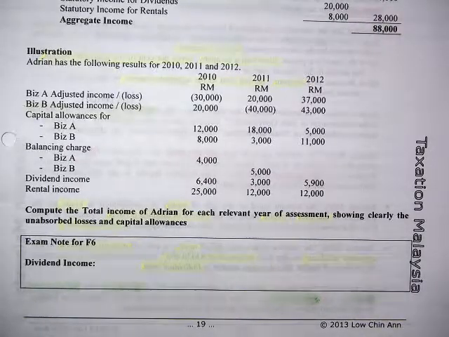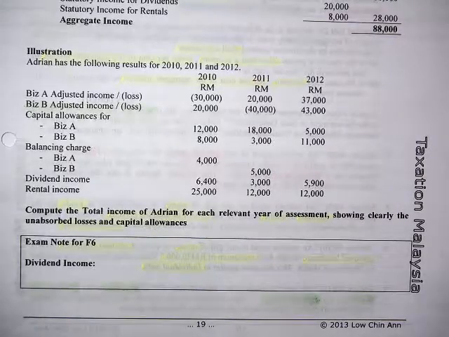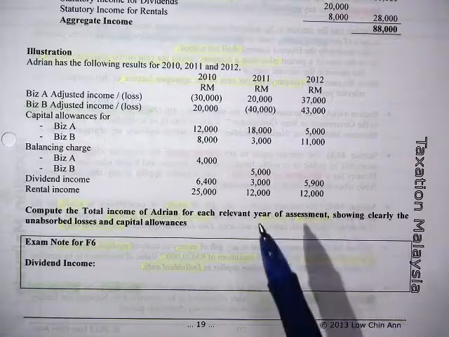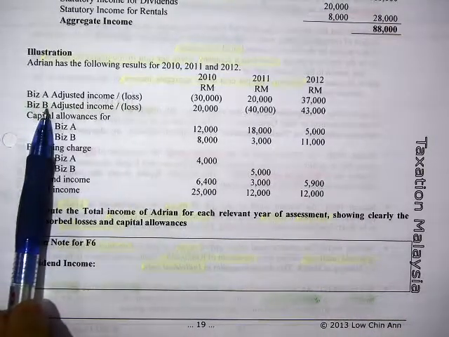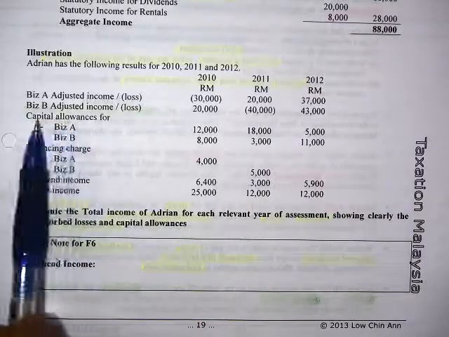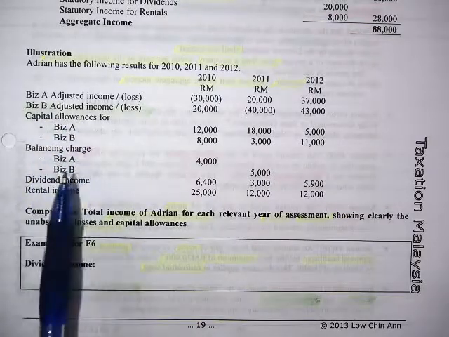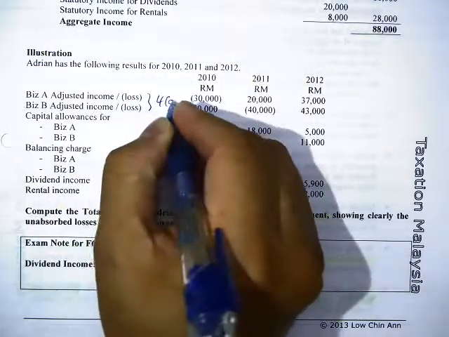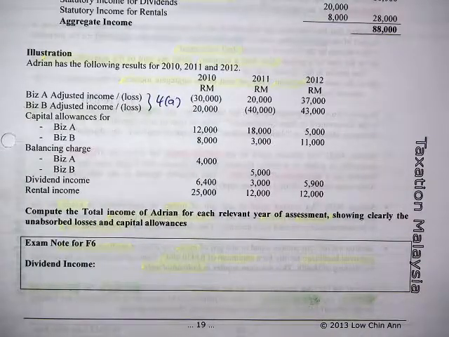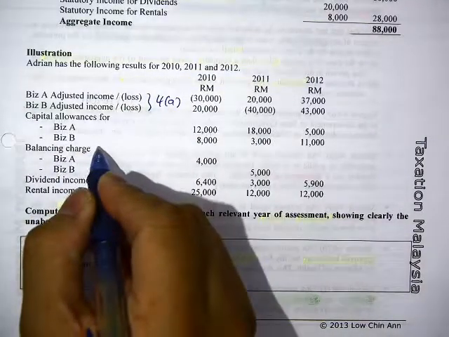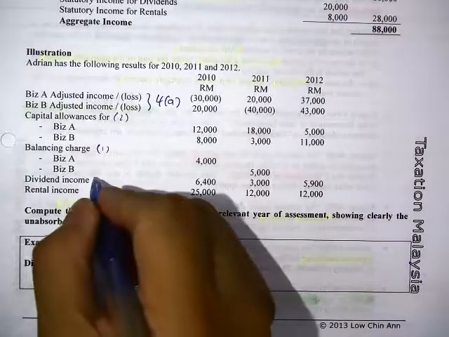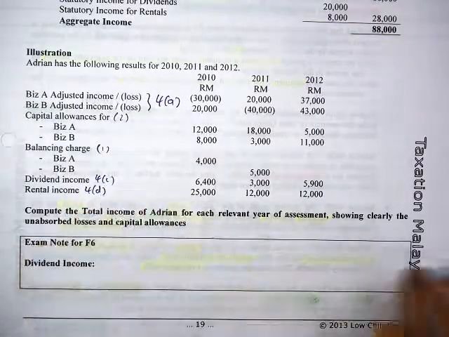is they would like us to work out the total income for Adrian for each relevant year of assessment. You must show unabsorbed losses, CA. Basically we have business A, B, the adjusted income, capital allowance, balancing charge, dividend, rental. So you should know that business is income under 4A. And then we said this in the class, balancing charge must come first, then followed by CA, so you must follow that sequence. Dividend is income under 4C, and rental is 4D.